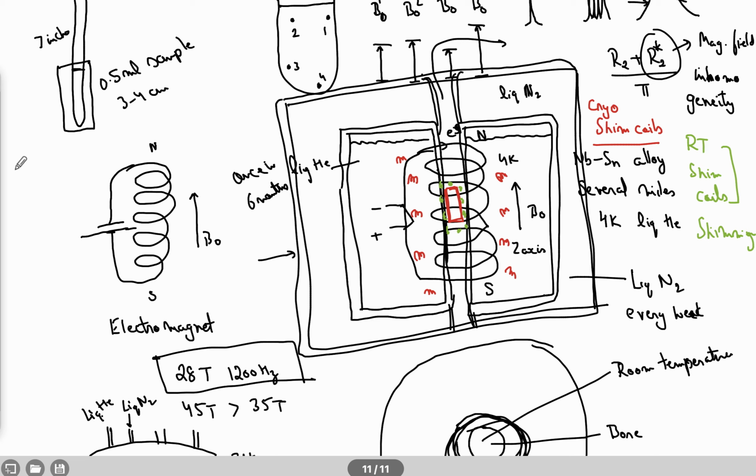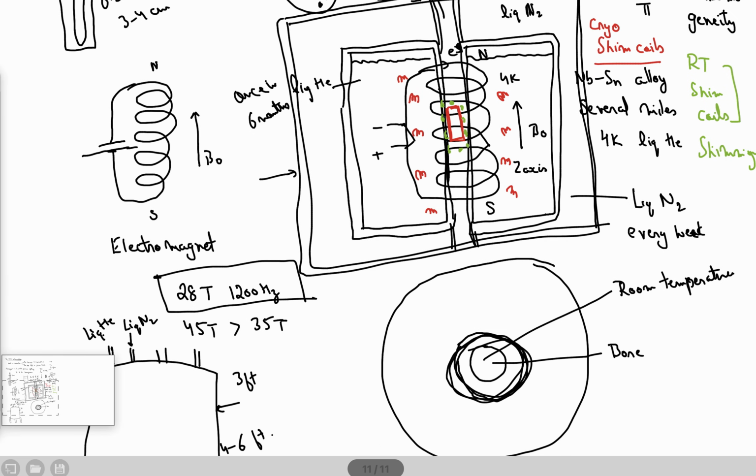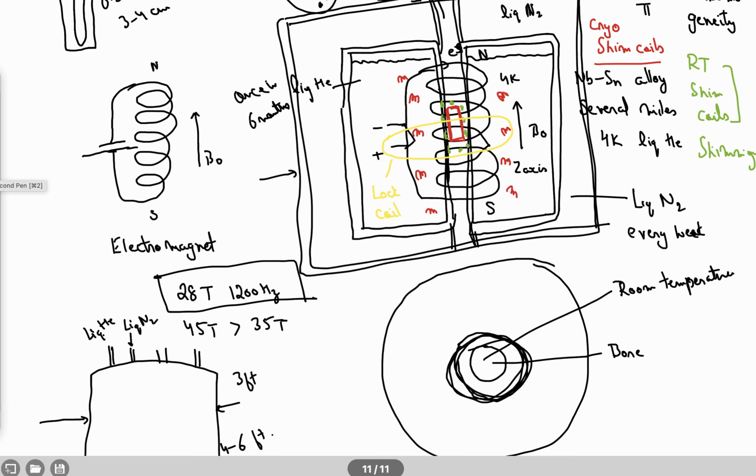Okay, now in addition to this, there is one more coil which is surrounding the whole thing. Let me draw this as a B0 coil, or let's call it the lock, Z0 coil, lock coil. Okay. Now what is the lock coil? Over time, when the experiment is going on, or whenever the instrument is sitting idle, the B0 given by this coil starts to drift.